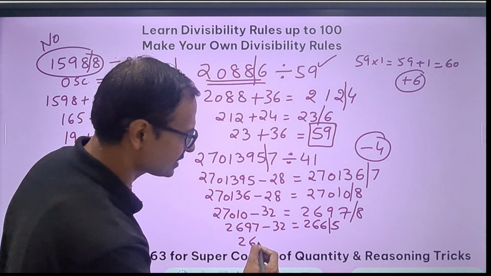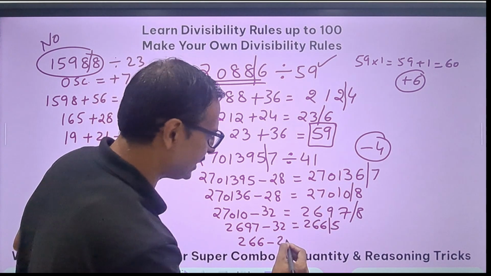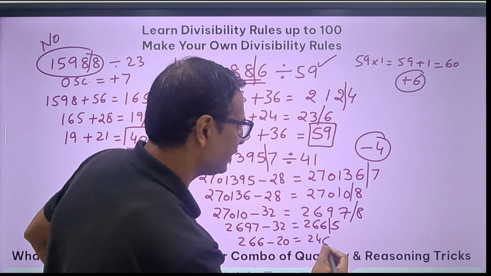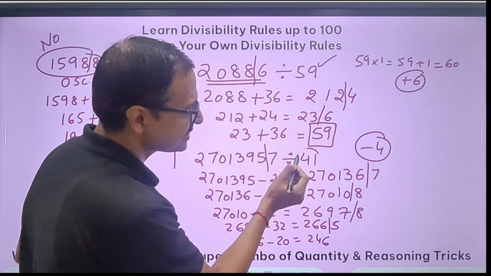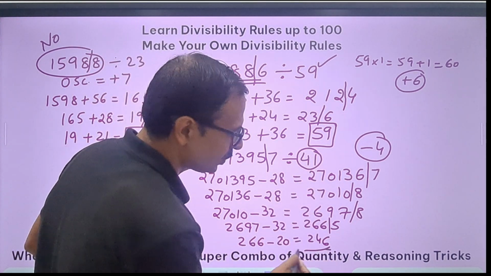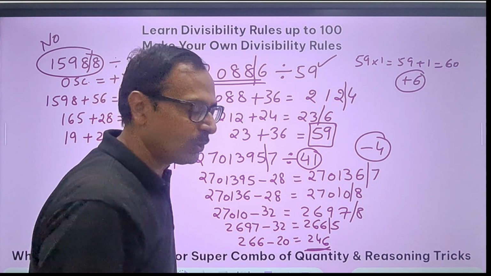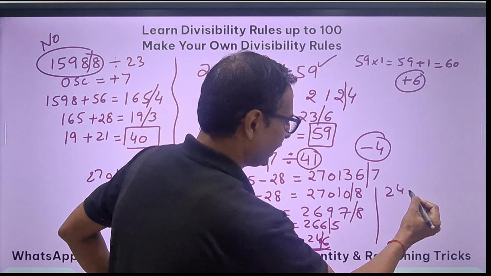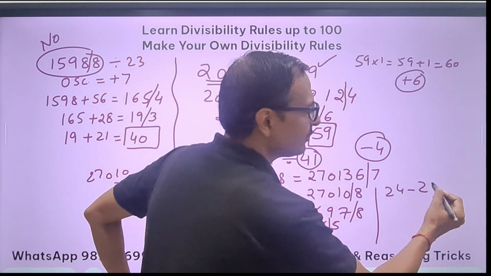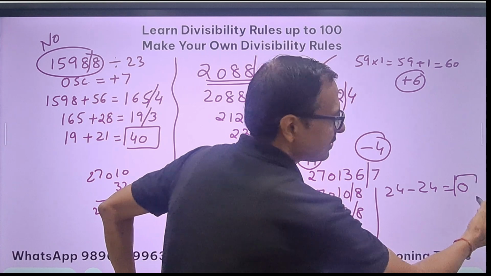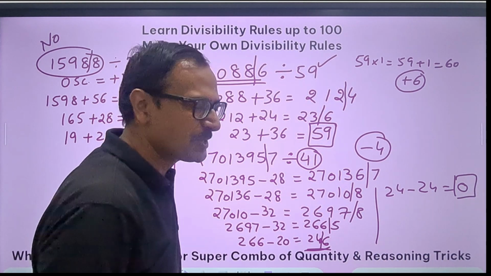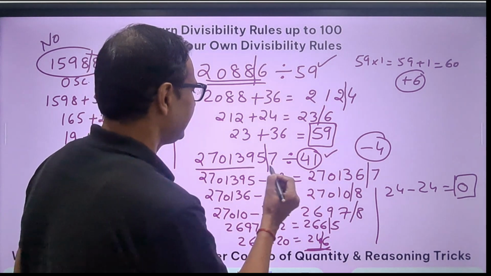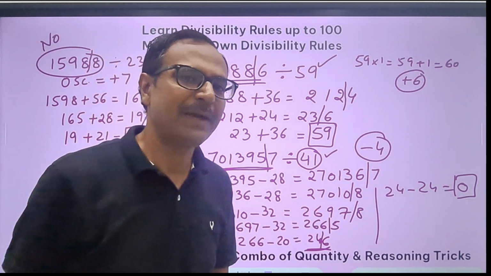So 266 minus 4 times 5 is 20, which gives us 246. And now you can check this exactly 6 times is 246. And even if you don't know that, you can separate it out once more and do 24 minus 4 times 6, 24, which gives you a 0, and 0 is divisible by all numbers, right? So we get a number which is divisible by this divisor, and so the entire number is divisible by 41.